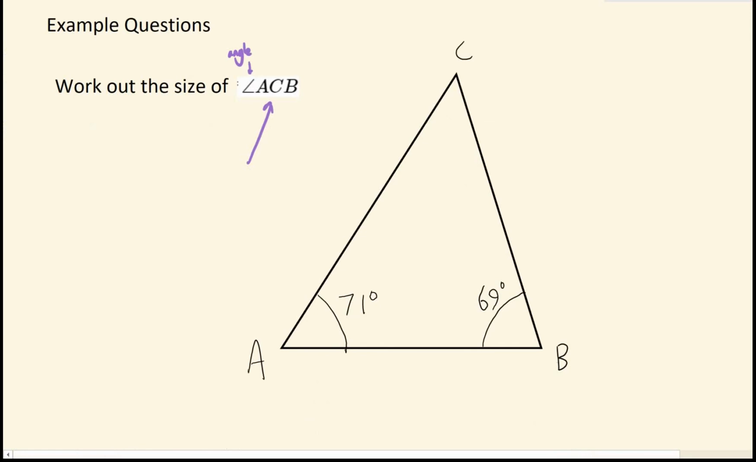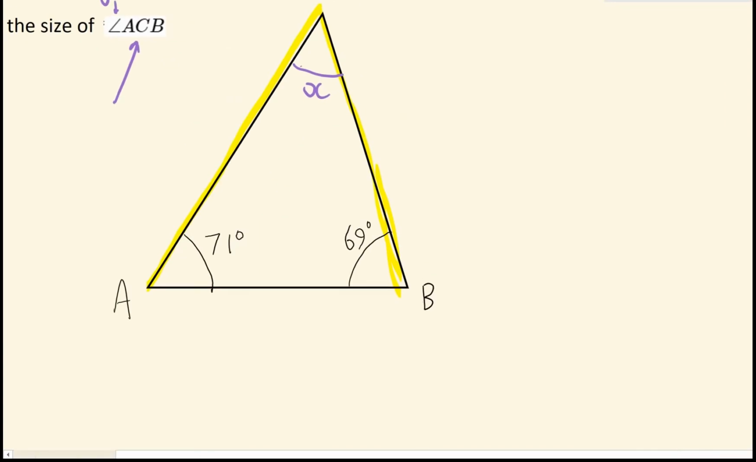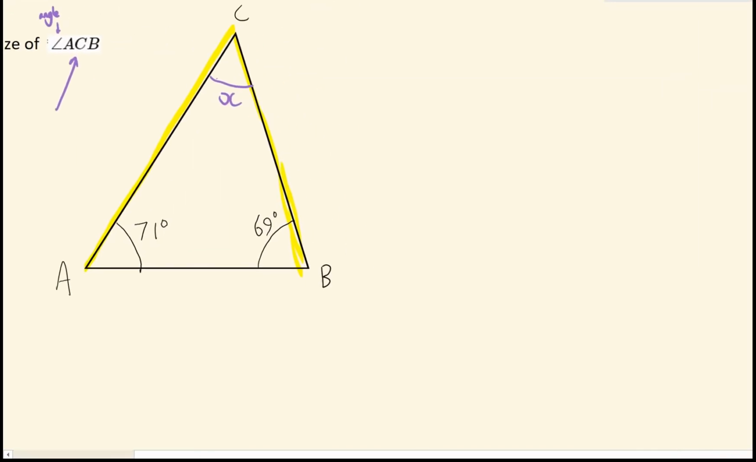The angle ACB means the angle you get if you start at A, go to C, and then go to B. When you draw that in, you kind of cut out a little angle here, and that means work out this angle here. So this is our x. Then same as before, we know a triangle always adds up to 180. So all these three angles must equal 180.